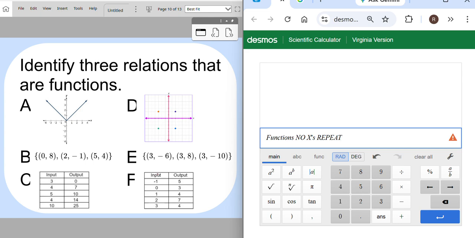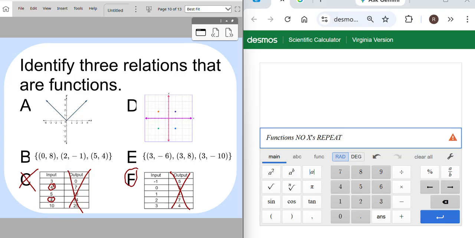First of all, we know we only are worried about the x's, which is also called input. So I'm going to mark out output because I don't want to be confused and look at that. I've got a 3, a 2, a 1, a 0, and a -1. That is a function because every x value or input is different. I'm going to come to C and look at that one. All right, I'm going to start at the bottom. 10, 4, 5, 4. Those 4s repeat, so that cannot be a function.